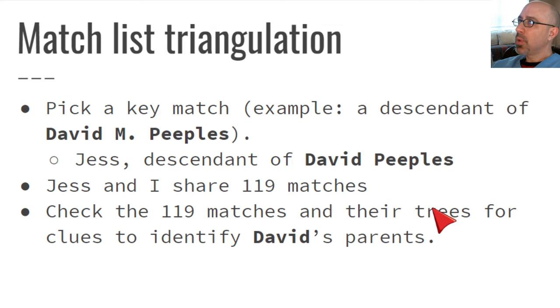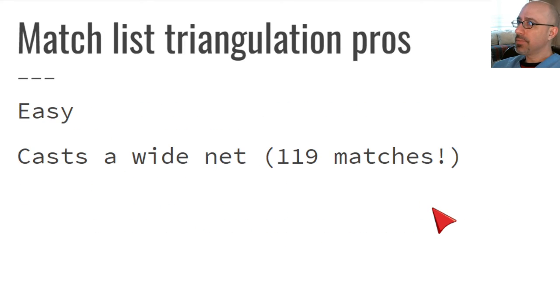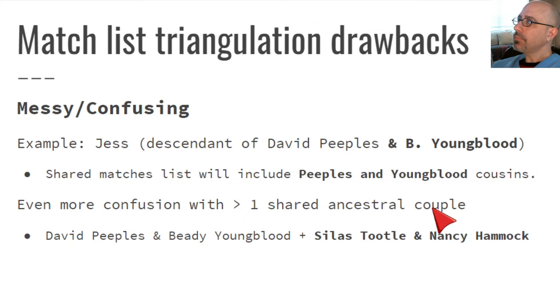And as I employ the process of match list triangulation and do match list analysis, I'll look through those 119 shared matches and see if I can find some common threads, see if I can find some hints to tell us who David Peoples' parents were, find out some more about the Peoples' relatives. So that's the basic concept. It's very simple, it's very easy. You cast a very wide net, so there are some obvious features or obvious benefits that come with this approach. Unfortunately, however, sometimes it can be fairly messy and confusing.